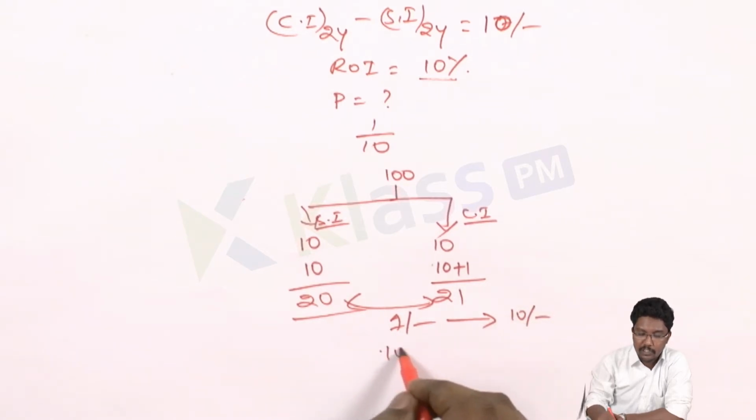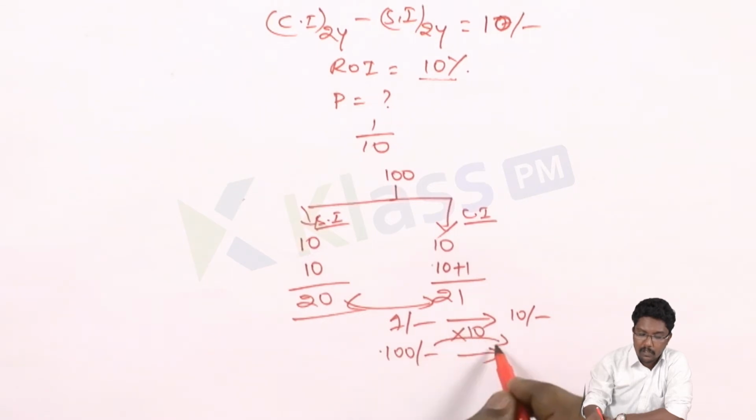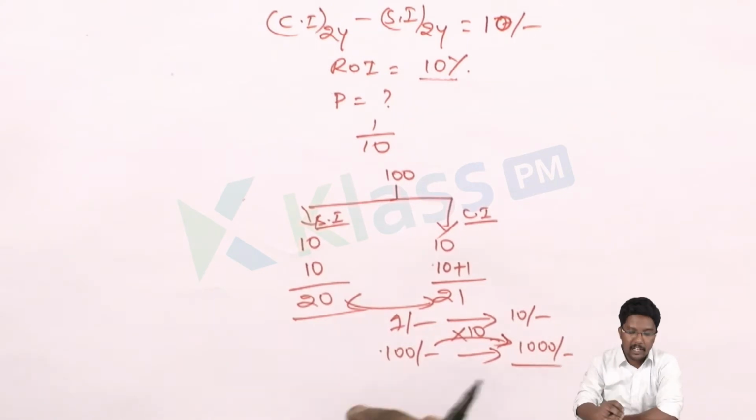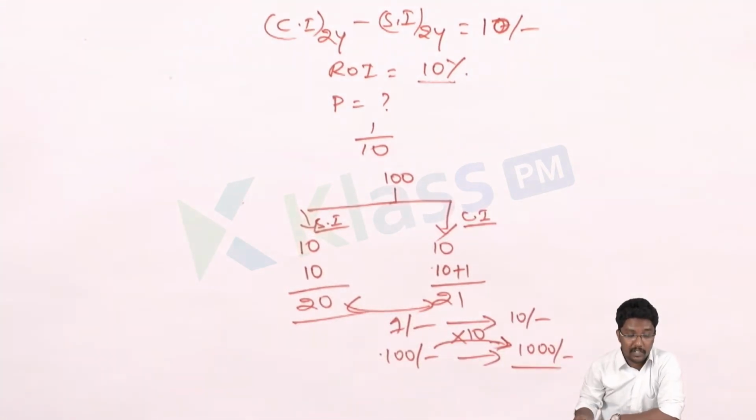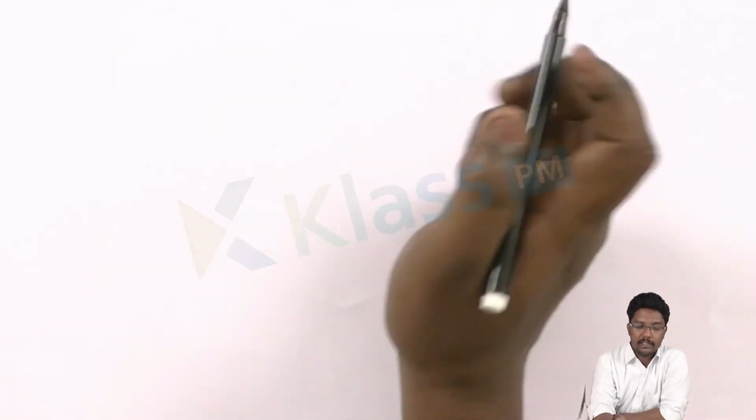According to my assumption, what is the initial value? 100 rupees. But what is the original value? 1000 rupees. That's it. So compare your assumption value with the original given data value. Then you will easily find out the values. Now another method.